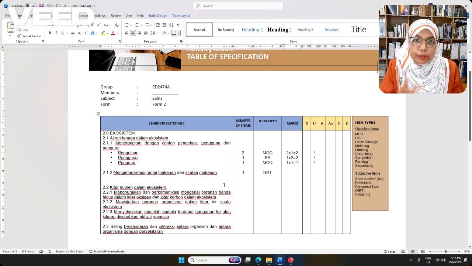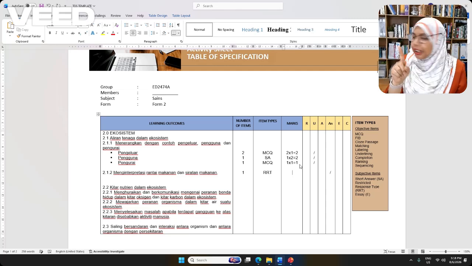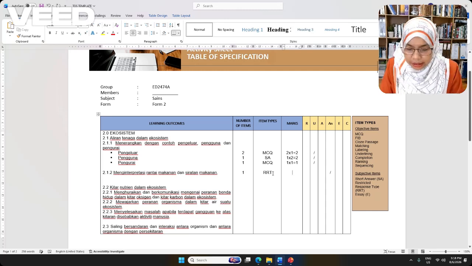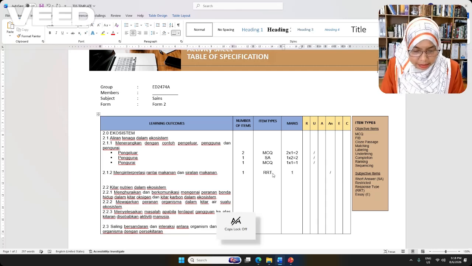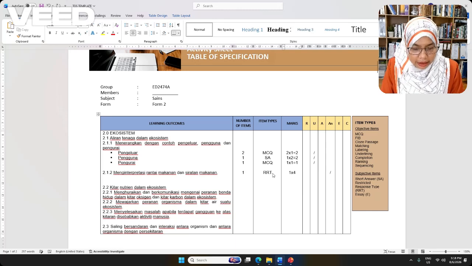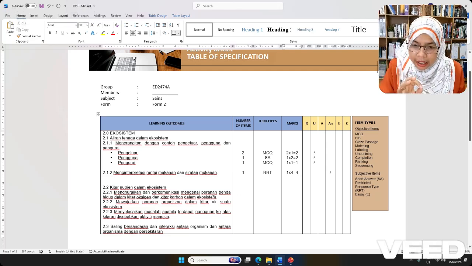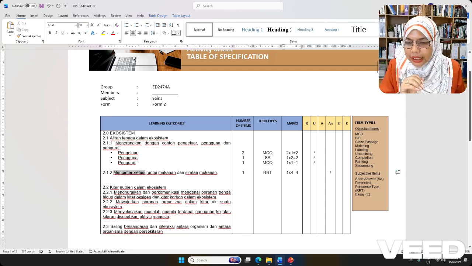And this, because I'm looking at relationship, so I should go with analysis. And because you are visible on my screen, this is analysis and it's restricted response type. So one item multiply by 4 marks and I will get 4. Okay, you can do this, not a problem, as long as our question satisfy the intended verb indicated here.